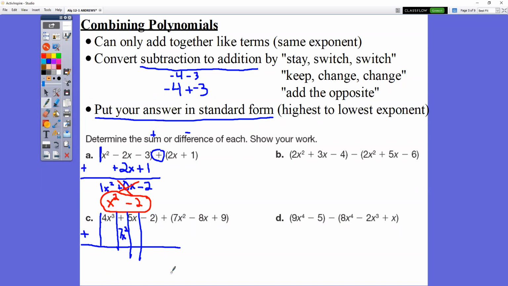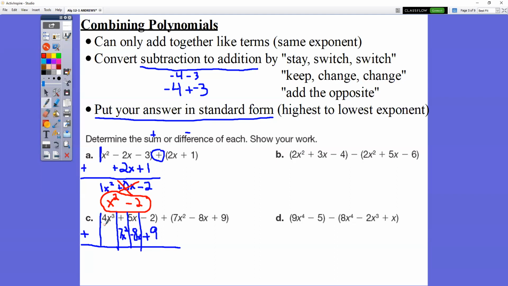Now, why am I putting it there? I'm putting it there because I want to put it in the order of standard form, so I don't have to rearrange things at the end. So I have my cubes, my squareds, my just plain x's, and then my just plain numbers. So I'm putting things in standard form already. I'm going to put my -8x underneath my 5x, and then I'm going to put my +9 underneath my -2. So I'm lining things up to keep them nice and neat.